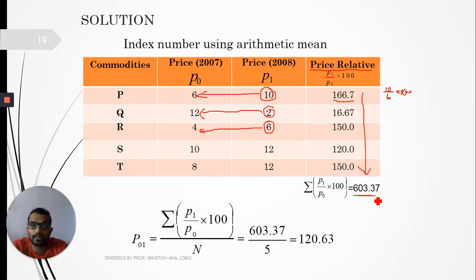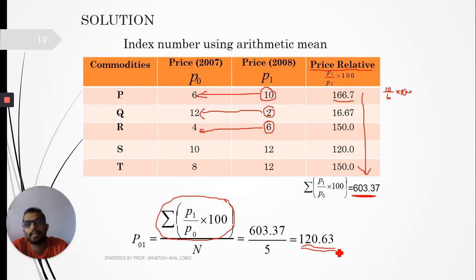Once you get the total, you have already written the formula here: P01 equals summation of P1 by P0 into 100, divided by n. Now this entire numerator, for the price relatives method, you already calculated. This is the total of P1 by P0 into 100. Substitute 603.37. Divide it by how many commodities there are: P, Q, R, S, T. There are 5 commodities, so divide it by 5. 603.37 divided by 5, you will get the answer 120.63.